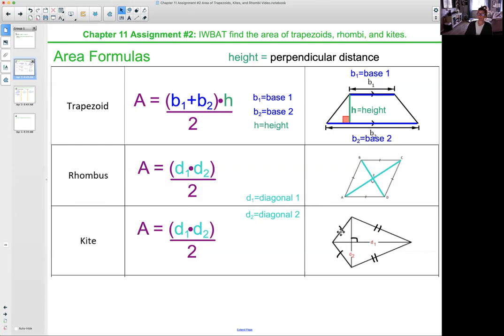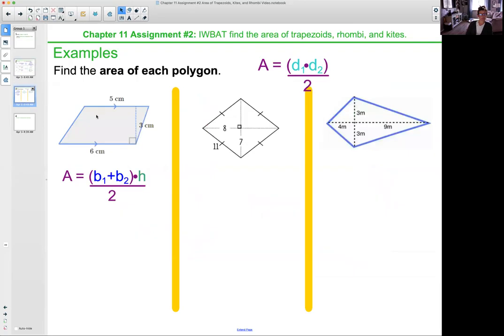Same with a kite. So a kite, remember, you'll know it's a kite by the two sides next to each other that are congruent, but the ones across from each other aren't. So again, diagonal 1 times diagonal 2 divided by 2. All right, let's take a look at a couple examples here.